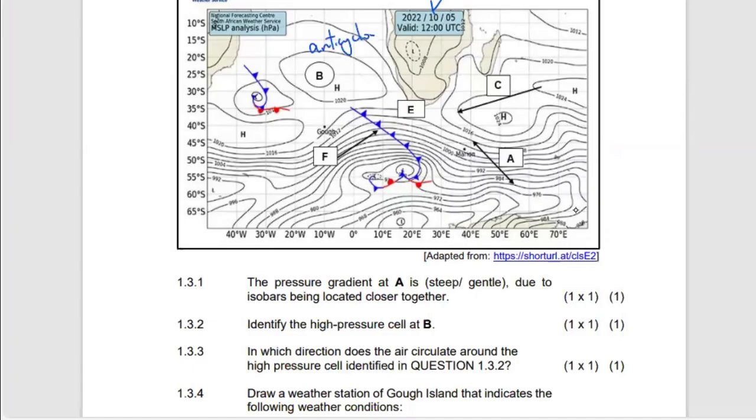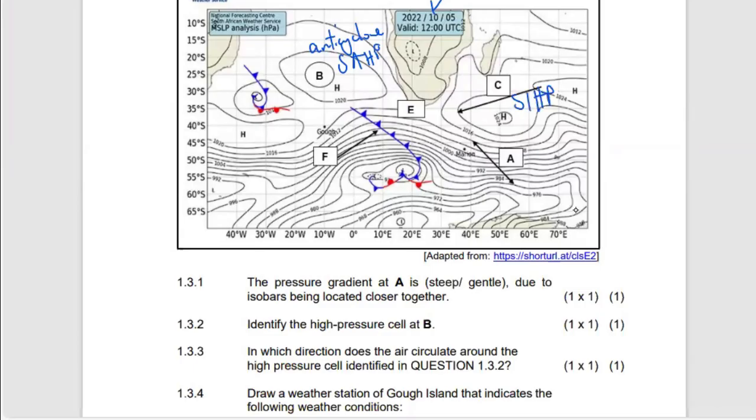Our major anticyclones that affect the weather conditions over the Southern African subcontinent. To the west, we have the South Atlantic high pressure. And if we check to the east, we have another anticyclone, which is a high pressure cell. On the east, we have the South Indian high pressure cell.